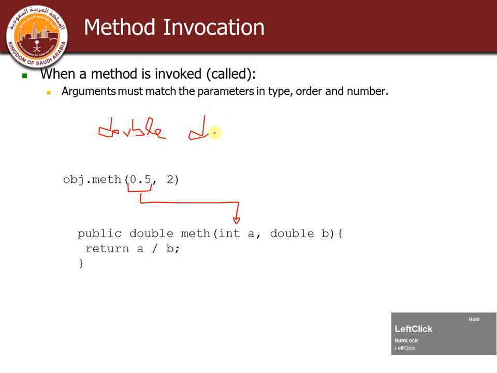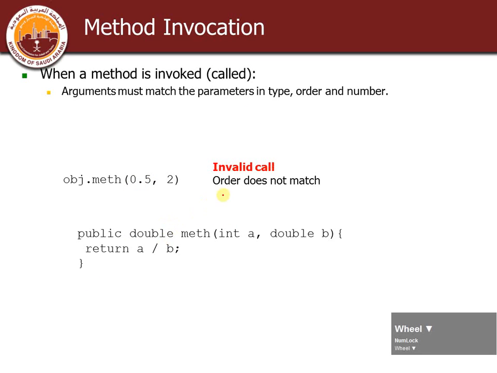Right, double d equal 2. 2 is an int, of course, because I did not use 2.0. So this is an int that I'm going to put inside of a double, a small value into a big cup. That's fine. But a big value into a smaller cup, that's not possible. Okay? That's why this is not going to be possible. So this is an invalid call, and it's going to give you an error because the order did not match.